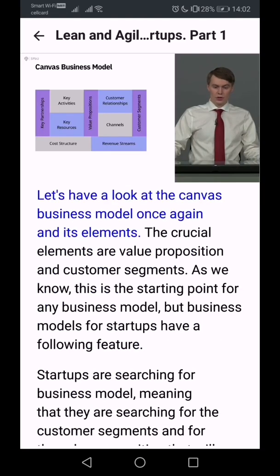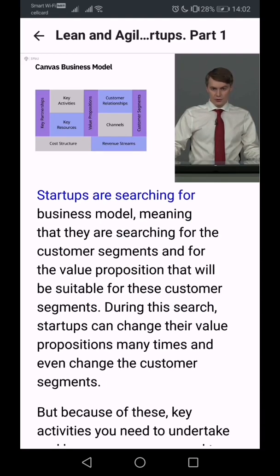Let's look at the Canvas business model once again and at its elements. The crucial elements are value proposition and customer segments. As we know, this is the starting point for any business model. But business models for startups have the following feature. Startups are searching for a business model, meaning that they are searching for the customer segments and for the value proposition that will be suitable for these customer segments. During this search, startups can change their value propositions many times and even change the customer segments.